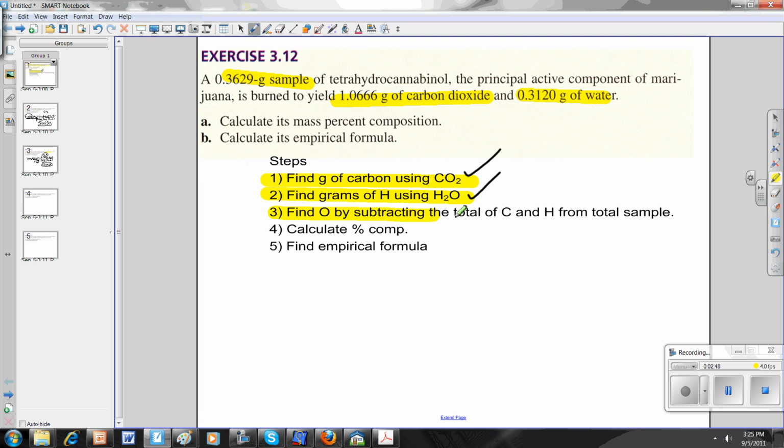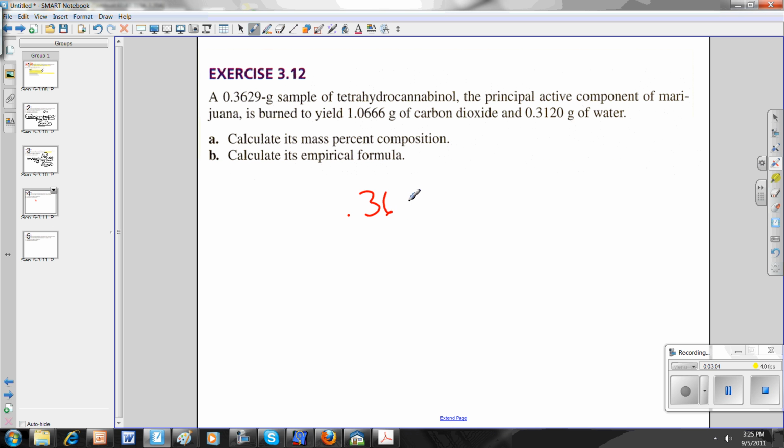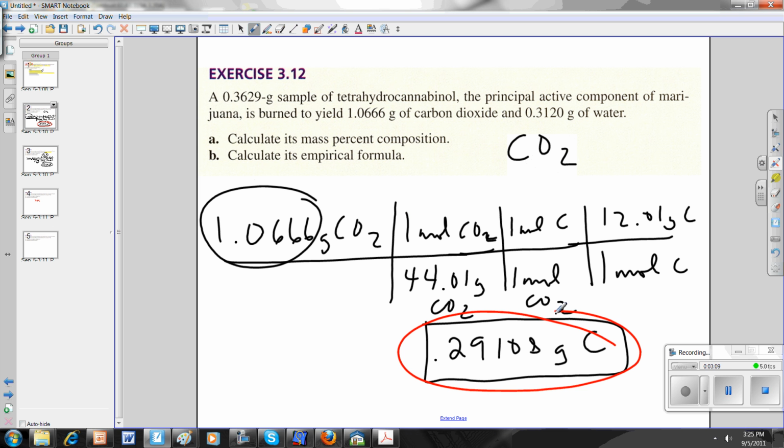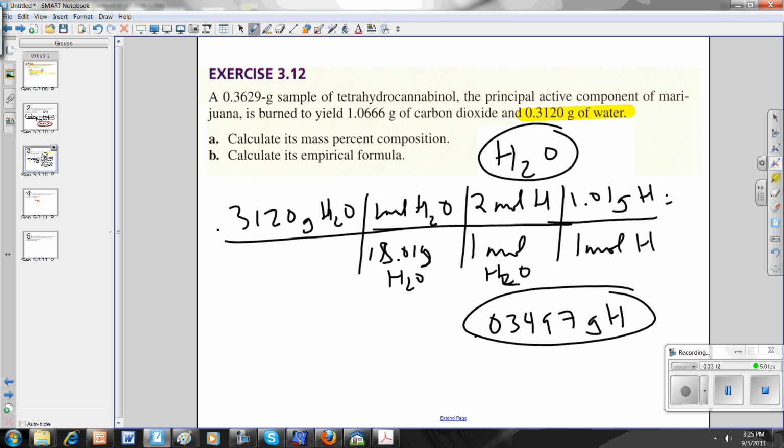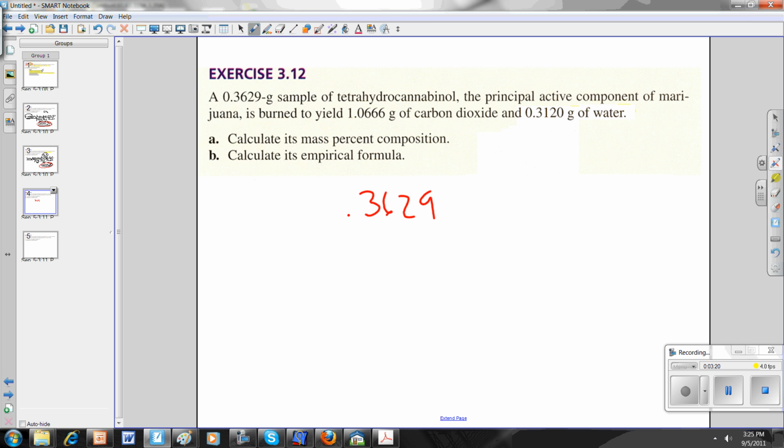Step 3, to find oxygen, we total carbon and hydrogen, add them together, and subtract it from the original sample size. And remember, we mentioned that at the beginning. There's the original sample size, 0.3629. So I'm going to say 0.3629 is my original sample size. How much carbon? Well, I'm going to take the 0.29108, and the 0.03497 grams of hydrogen. I'm going to add them together on my calculator. What you should get is 0.3260 when you add those two together.